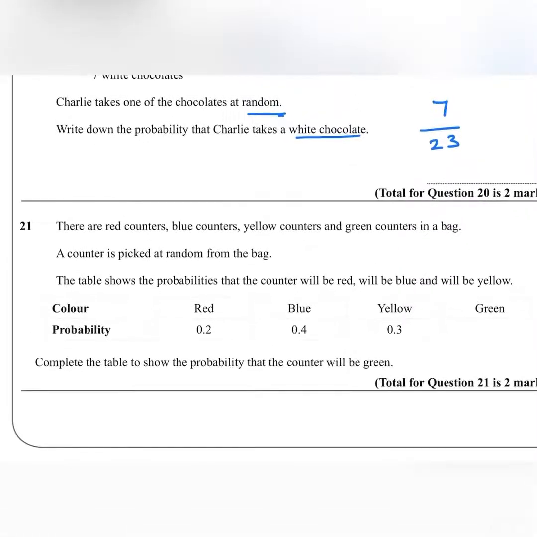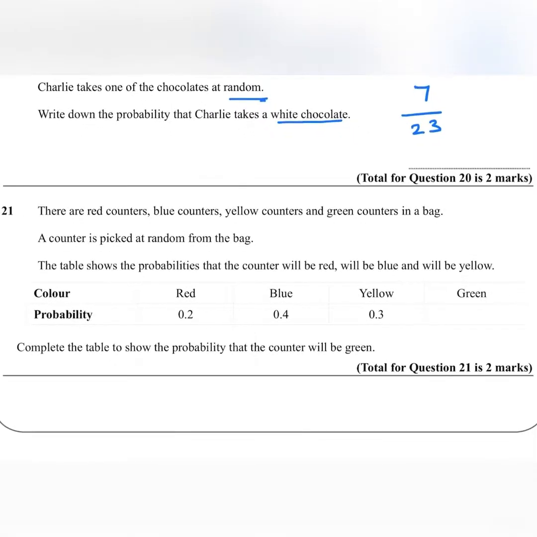Okay, so the last question on this probability, it says there are red counters, blue counters, yellow counters, and green counters in a bag. And a counter is picked at random from the bag. The table shows the probabilities that the counter will be red, blue, and yellow. Complete the table to show the probability that the counter will be green. Okay, so again, pause the video, have a go, and then check your answer.